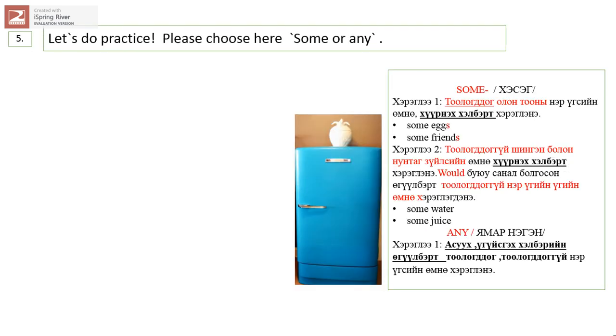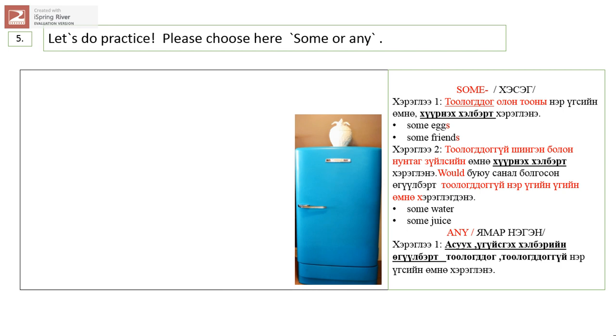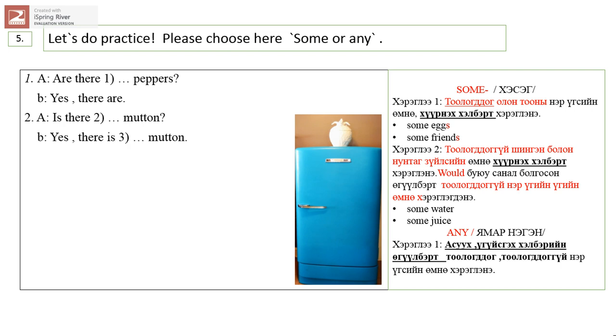Alright, students, let's do practice. Please choose here some or any. First one: are there any peppers? Yes, they are. Number two: is there any mutton? Yes, there is some mutton.